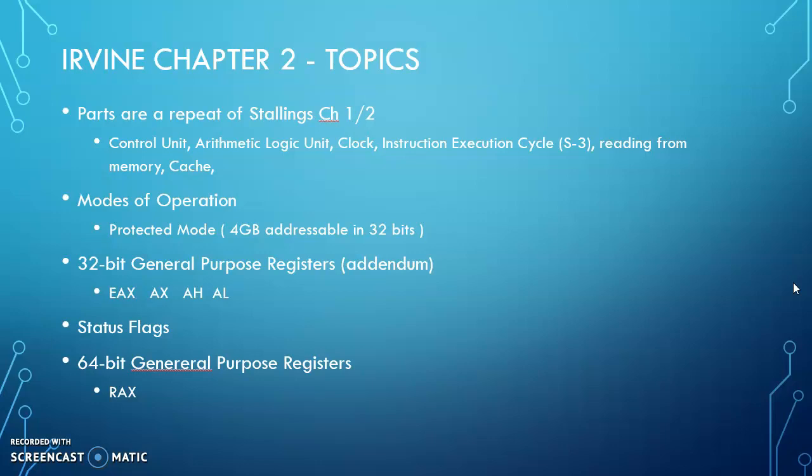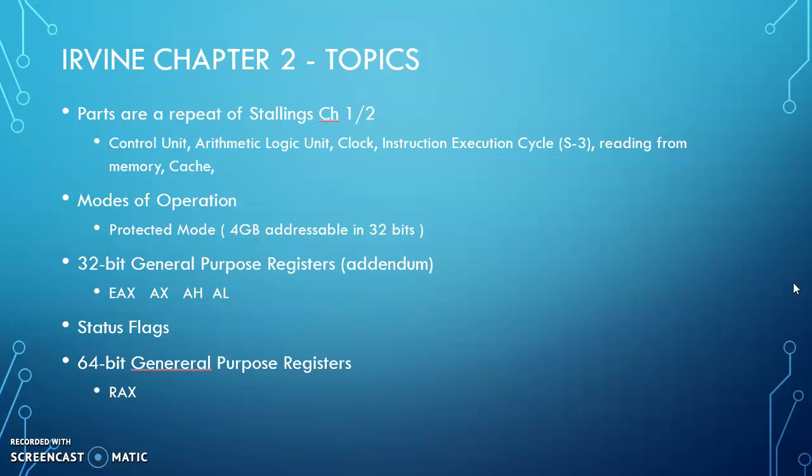In Irvine Chapter 2, we'll take a look at different modes of operation that there can be, but we're going to focus on protected mode. The idea behind protected mode is that every application can only address its own memory. If a running process tries to extend beyond what it should, it's not allowed. So the idea is that each application is protected from each other.